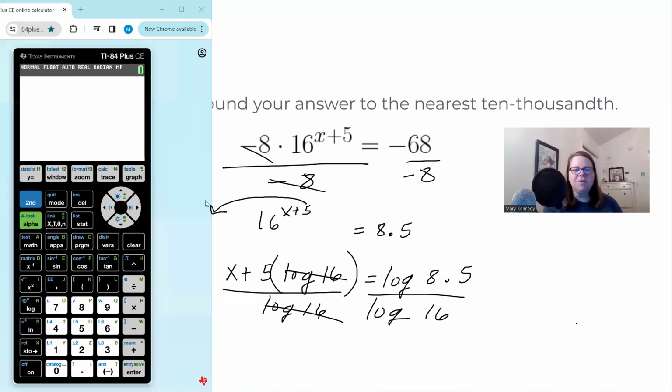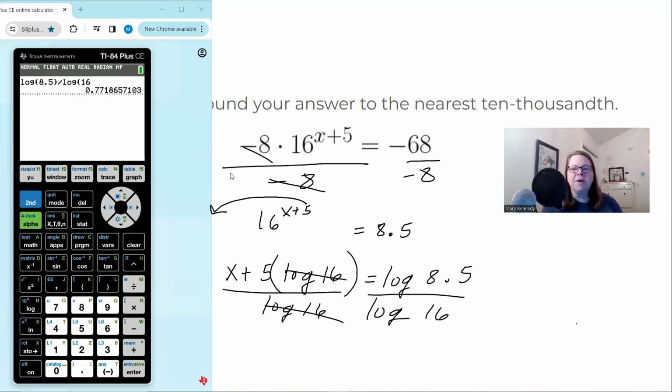Okay, so a lot of you are using a graphing calculator when you get to this point with logs. You can use it with other scientific calculators too if they have the log function. So I'm going to say log of 8.5, and that's divided by the log of 16. And I get about 0.7719 would be what that has.